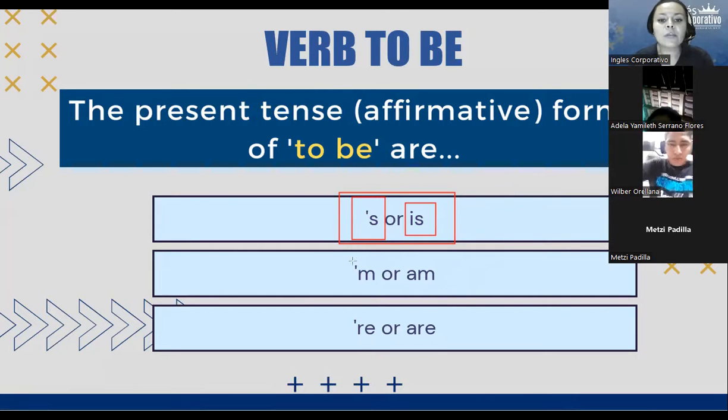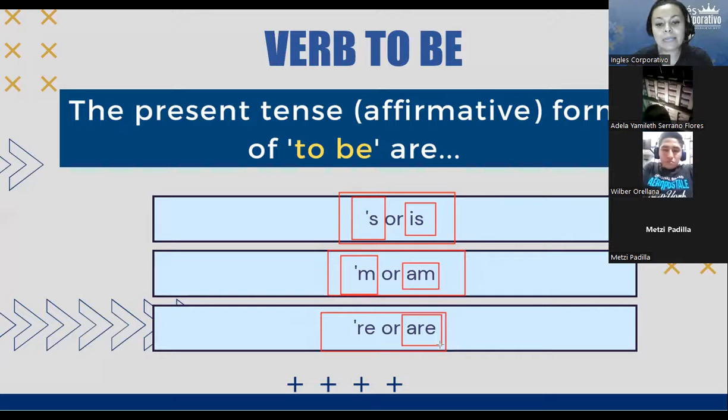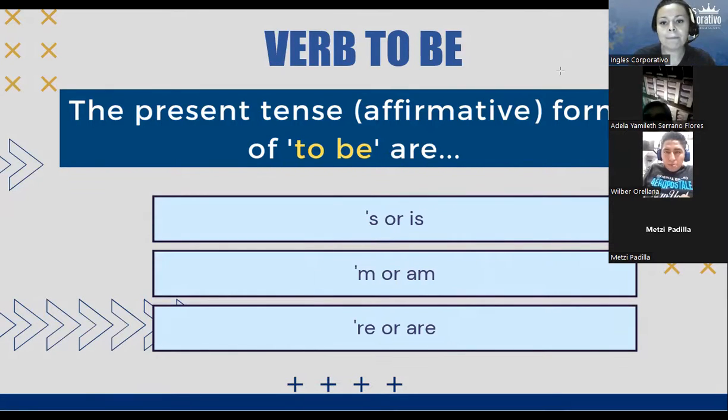That is the first form of the verb to be. Later I will show you with which subjects we use it. We also have am, and contracted it is apostrophe m. Are, the full form, and the contracted form is apostrophe re. If you want, you can copy in your notebooks. I hope you have a notebook. It's very helpful. Remember, these are the three forms of the verb to be. May I continue? Raise your hand if you want to continue. Let's go and continue.